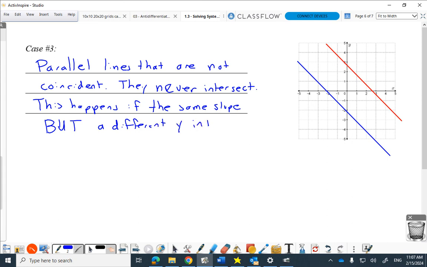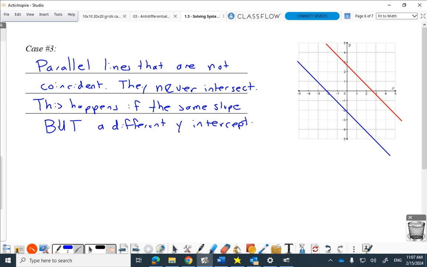Maybe we don't need to graph here. Maybe we can answer these questions without actually graphing. You go ahead and graph them if you need to, but maybe there's a way. Same slope, but a different y-intercept. How did I do? They're not coincident. Because technically speaking, those last ones were parallel too, but they were coincident. They were the same line. Good catch.